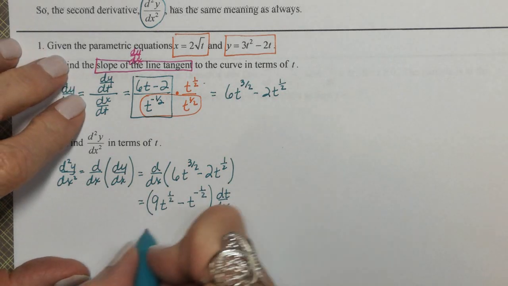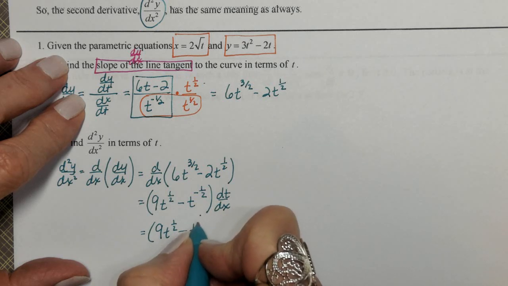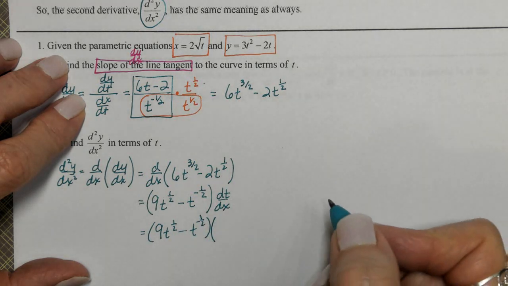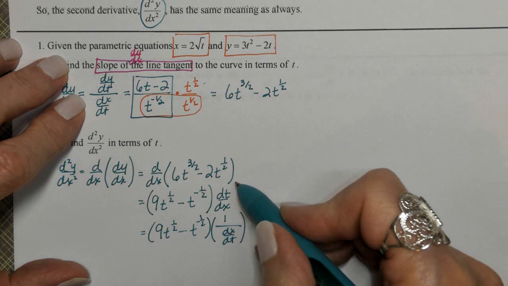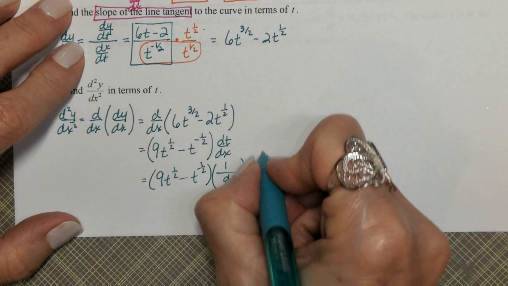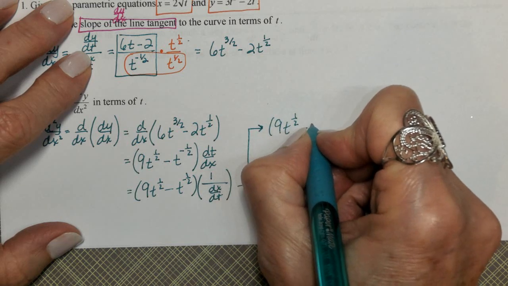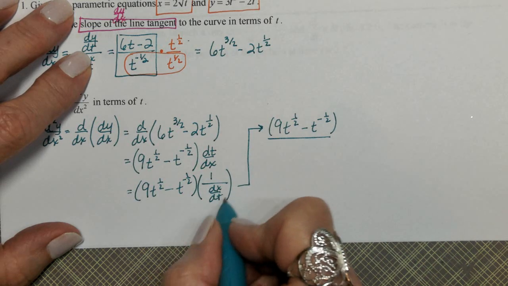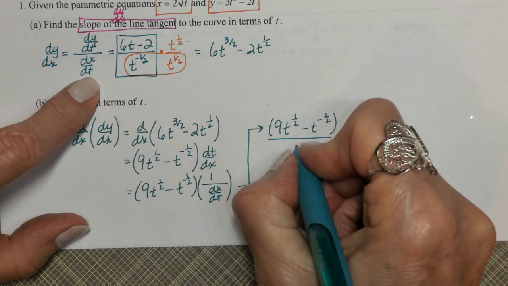Well, we don't know what dt/dx is, but we do know what dx/dt is. So I can change dt/dx to the reciprocal of something I do know, dx/dt. dt/dx is 1 over dx/dt. So now we have 9t to the 1/2 minus t to the negative 1/2, divided by dx/dt. And we know what dx/dt is. We found it up here. dx/dt is 1/2 t to the negative 1/2.